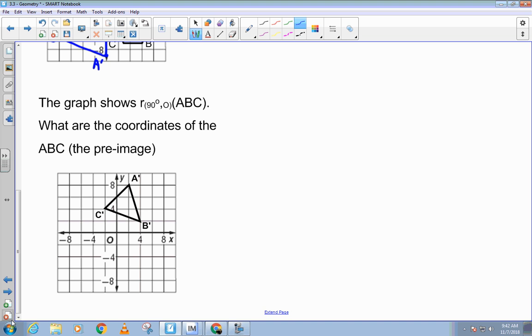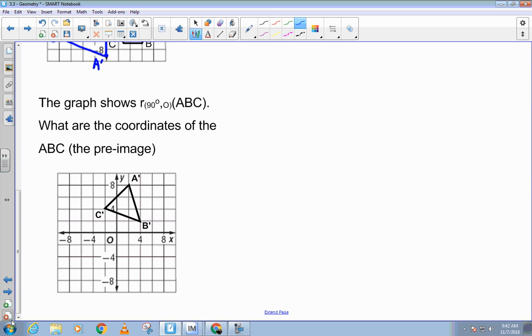Okay, it says the graph shows a rotation of 90 degrees about the origin. So this is already rotating. This is the rotation of 90 degrees about the origin. What are the coordinates of A, B, C? That means the pre-image. Okay, so we're working backwards. This is the image, and we want the pre-image, right?